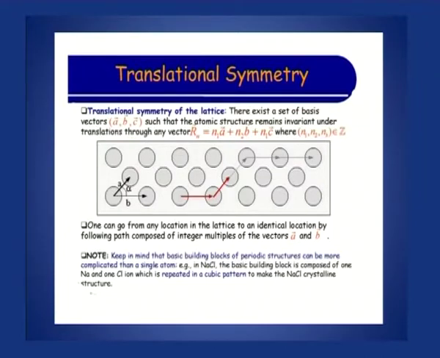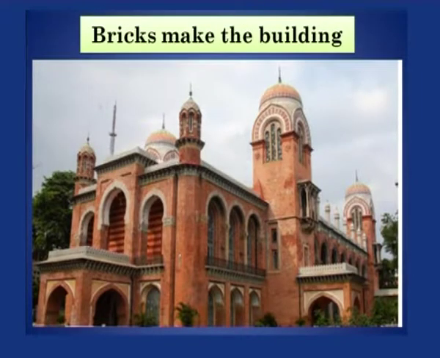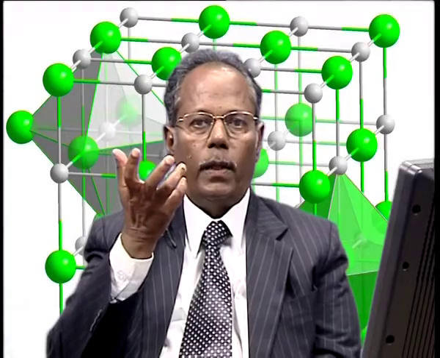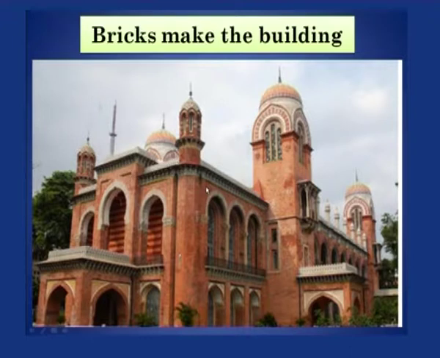And you can look at the bricks of any building. After all, a crystal is nothing but it is made up of fundamental building blocks. In a crystal, what is a fundamental building block? It is a unit cell. What is the fundamental building block in a building like this? In any building, the fundamental building block is a brick. Now, you have a brick here, another brick here, and a brick here. You can visualize a brick here and a brick here.